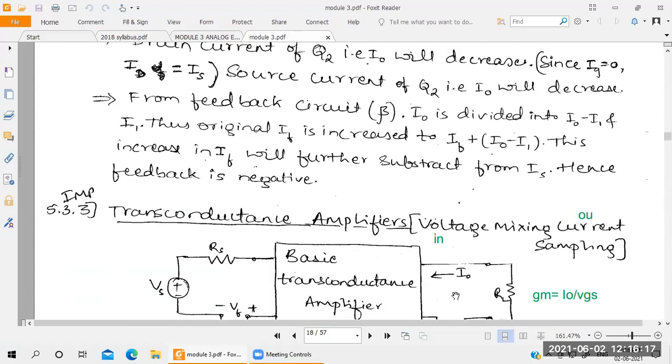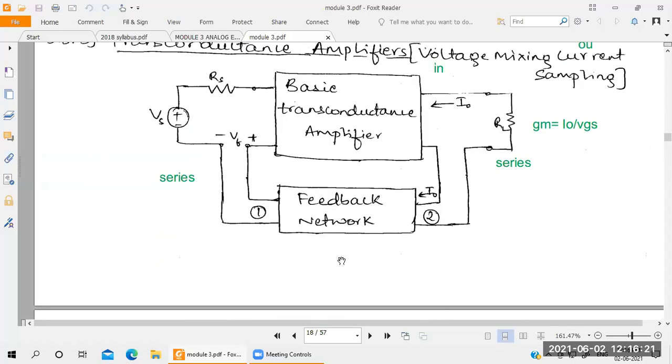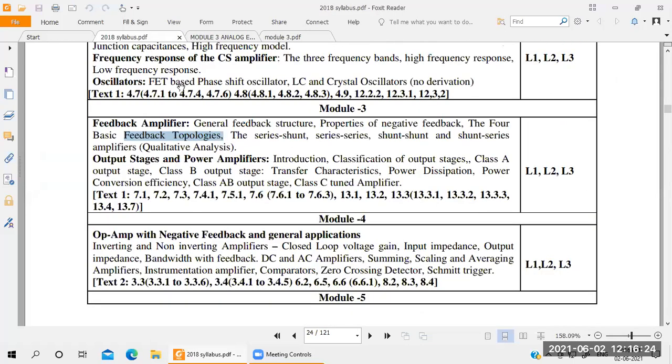In the exam, suppose they ask for the topology, you have to write the block diagram, then you have to give the points. Sometimes they will ask what are the four basic feedback topologies, and you have to write the block diagram and give at least 2 points based on it. Suppose they ask for the qualitative analysis, you have to write the derivation. Specifically, they will ask for qualitative analysis for the series shunt, shunt series, and so on.